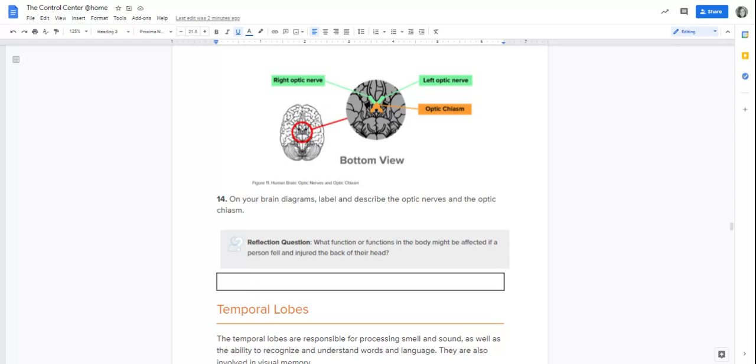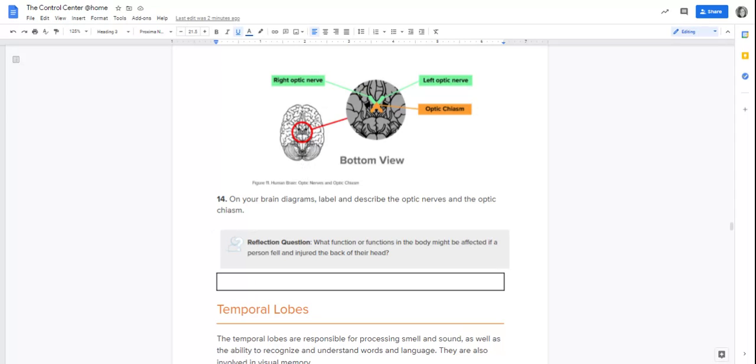So once again, you're going to scroll up to your brain diagrams and label and describe the optic nerves and the optic chiasm. So you're going to scroll to the top, double click on that diagram, and then make sure to label these three things on the bottom view section.